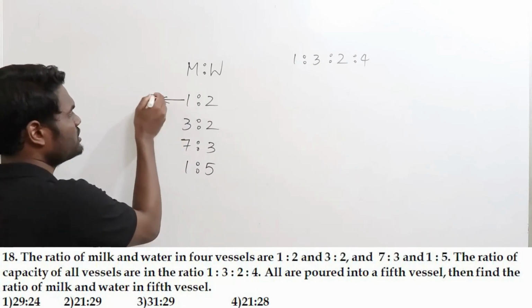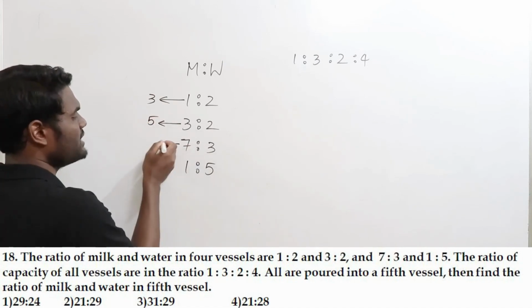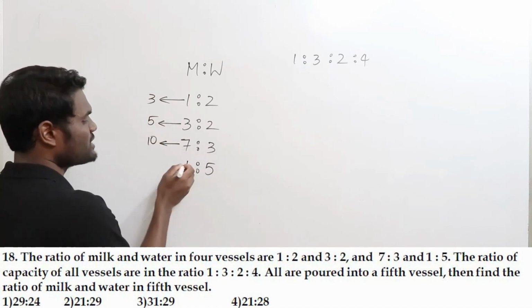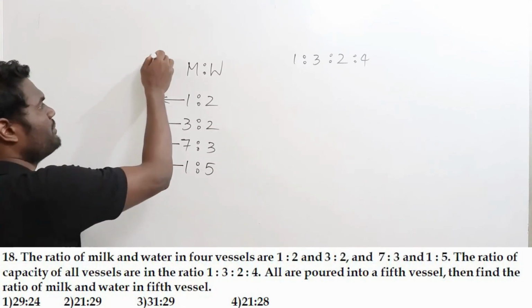Now 1 plus 2, this is going to be 3 parts. 3 plus 2, this is going to be 5 parts. 7 plus 3, this is going to be 10 parts. 1 plus 5, this is going to be 6 parts. Now if you take LCM for these numbers is going to be 30.